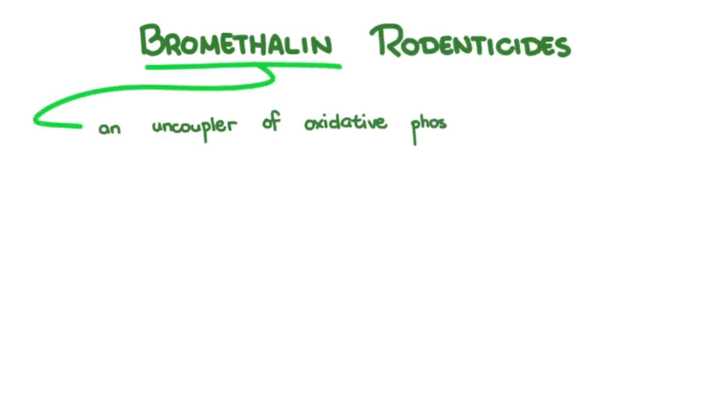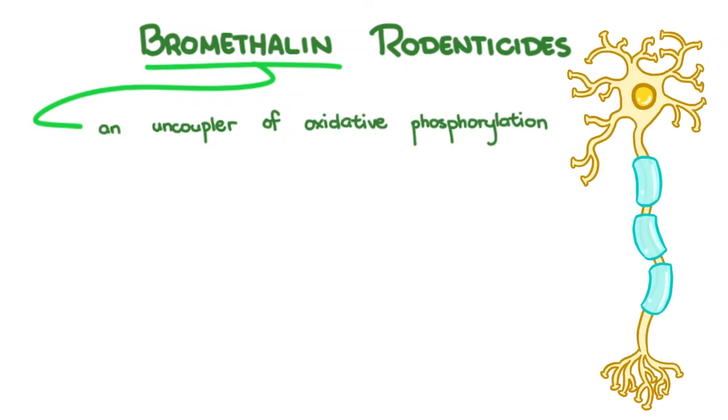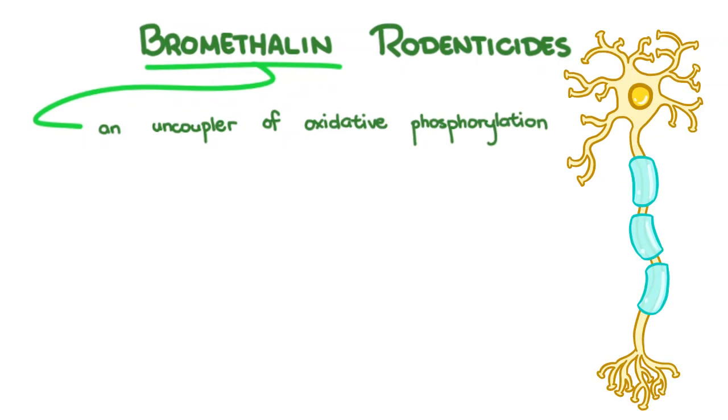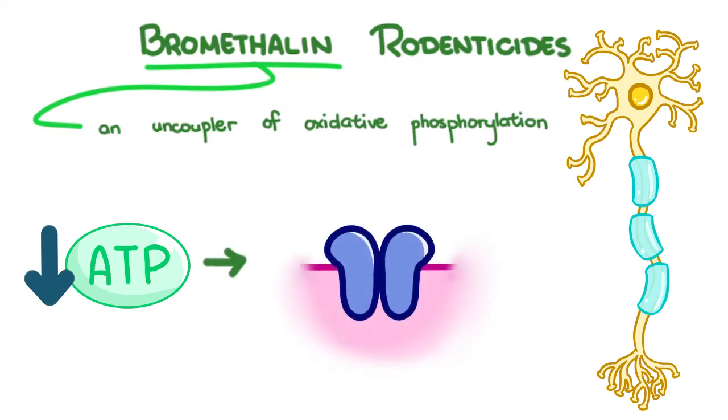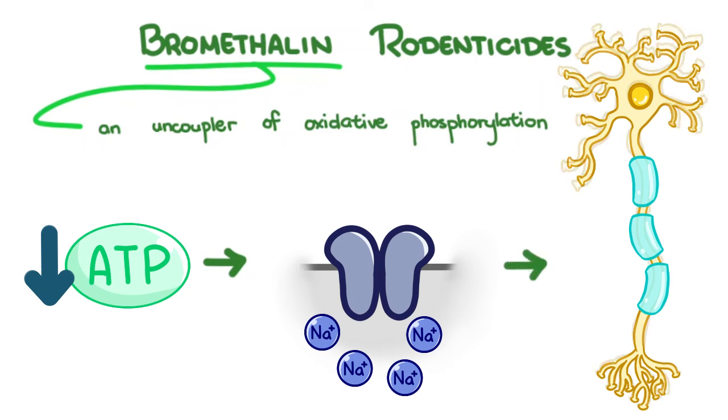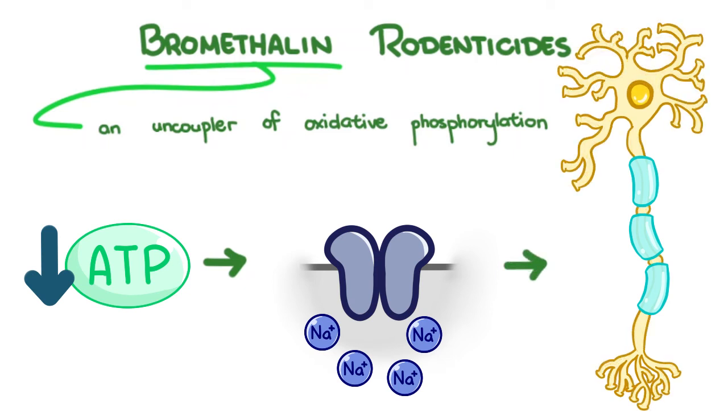Next, bromethalin rodenticides. Bromethalin is an uncoupler of oxidative phosphorylation, especially in the central nervous system. When this happens, ATP production decreases. Sodium and potassium pumps don't work, and sodium accumulates inside the cell, resulting in intramyelin fluid accumulation, resulting in cerebral and spinal edema.